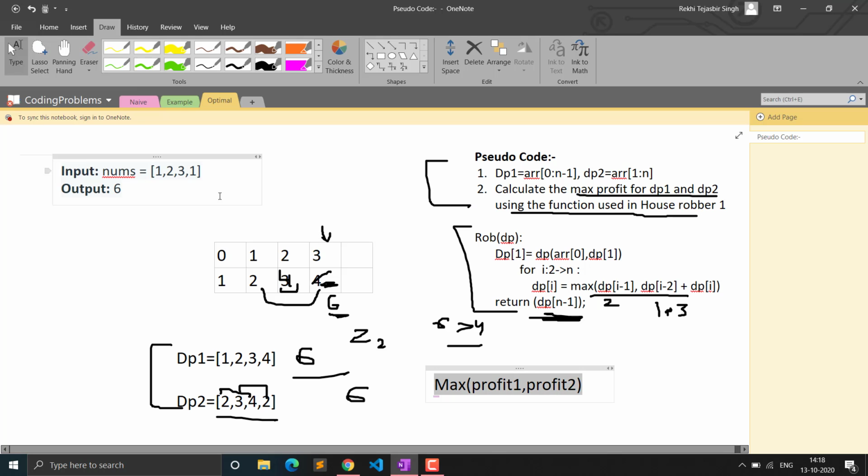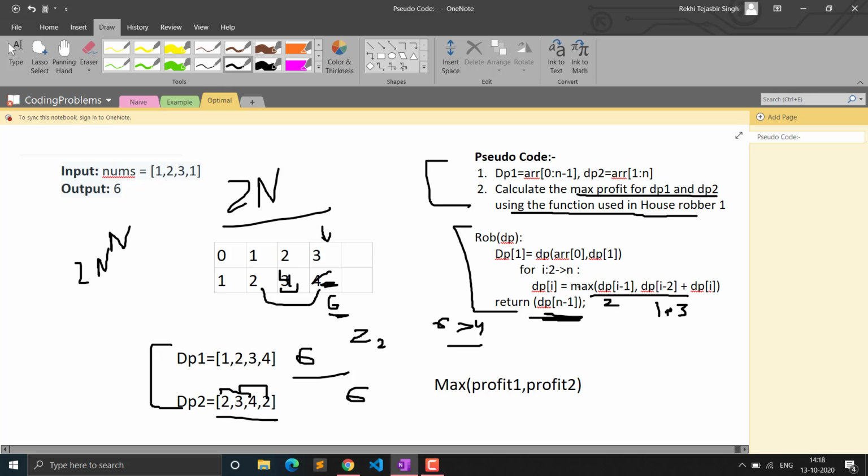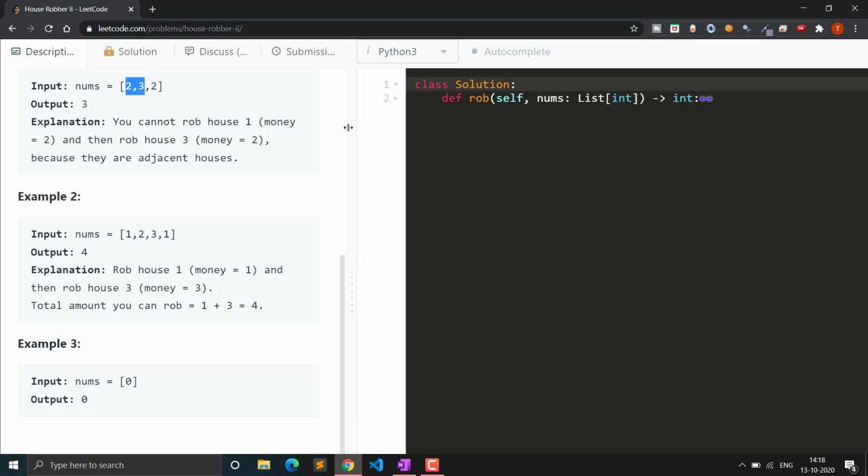I have shown the code in Python, and for the time complexity, if you see, we are only traversing this n times, so actually it will be 2n, so you can say it as n. It will be approximately n time complexity, and the space will also be n, because we are using 2 DP arrays. So let's see the code.